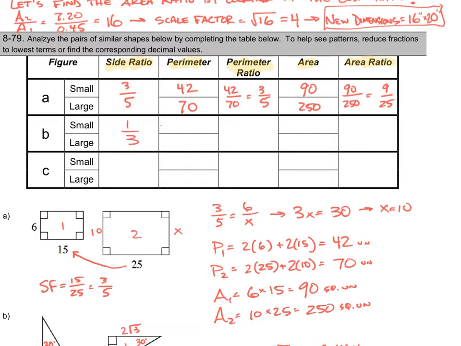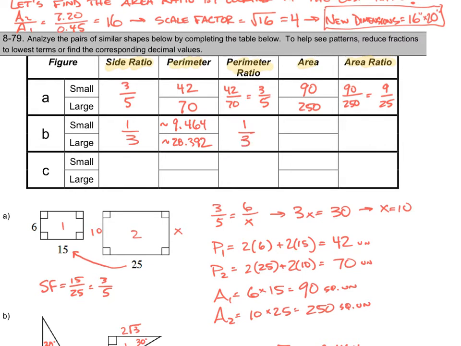Perimeter here was about 9.464 for the small shape and about 28.392 for the larger shape. If I divide 9.464 by 28.392, I'm going to get 0.3333 on my calculator, and that is 1/3.